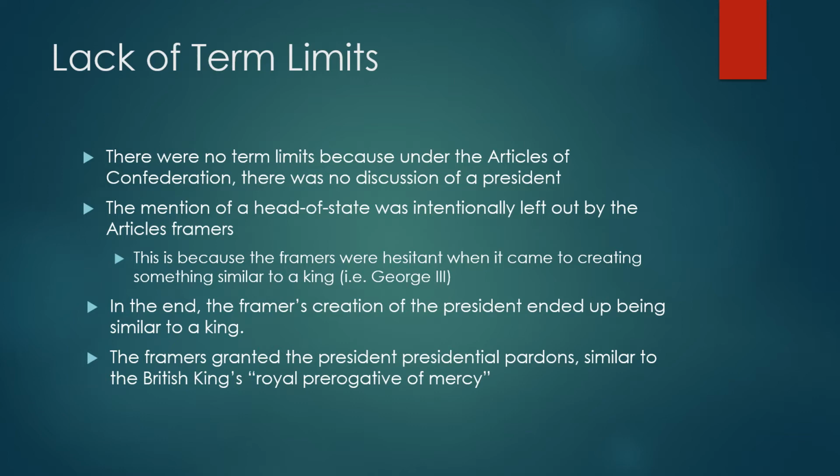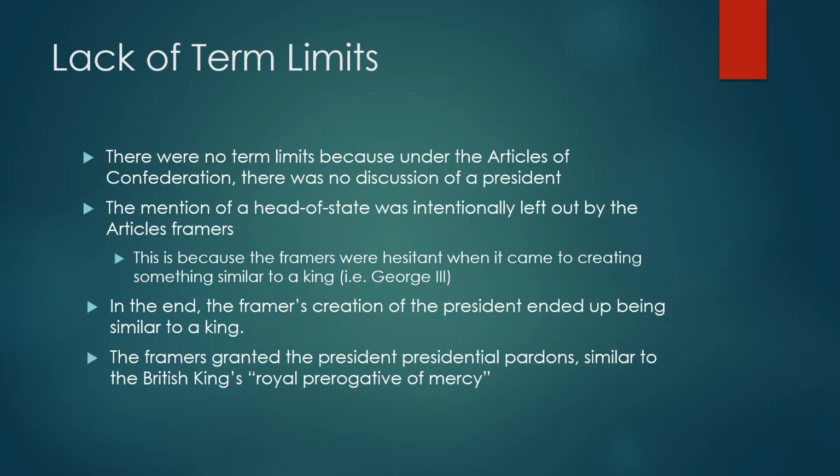So there were no term limits under the Articles of Confederation solely because there was no discussion of a president. And the framers intentionally did not mention a head of state because they were hesitant when it came to creating something similar to a king, such as George III.